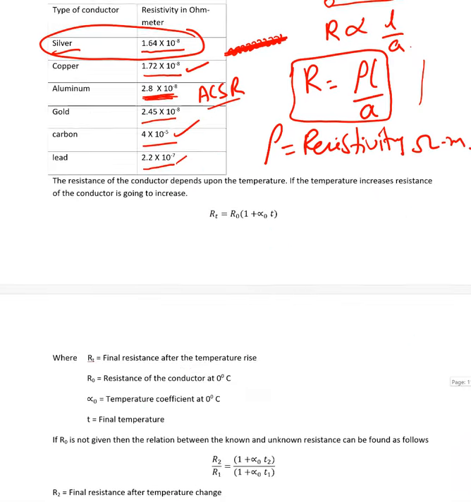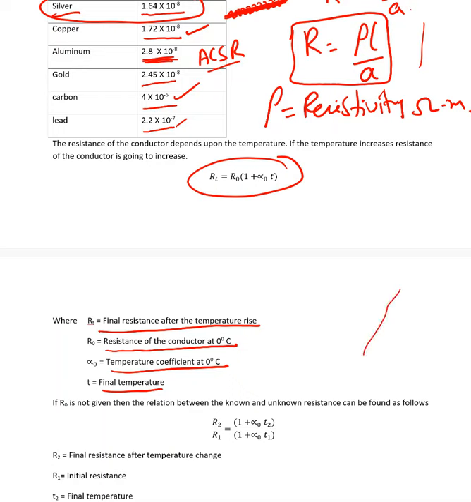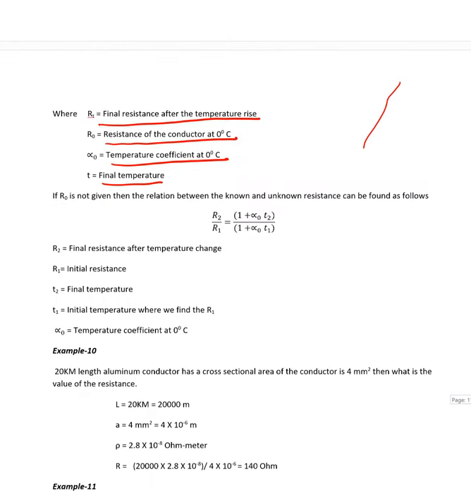Now, resistance of the wire, especially a conductor, depends upon the temperature. So R total equal to R naught times (1 plus alpha naught times T). R total is the final resistance after temperature rise. R naught is the resistance of the conductor at 0 degrees. Alpha naught is the temperature coefficient at 0 degrees, and it varies from material to material. T is the final temperature, so the temperature change. Based on this, you can find resistance with respect to the temperature change of a material.